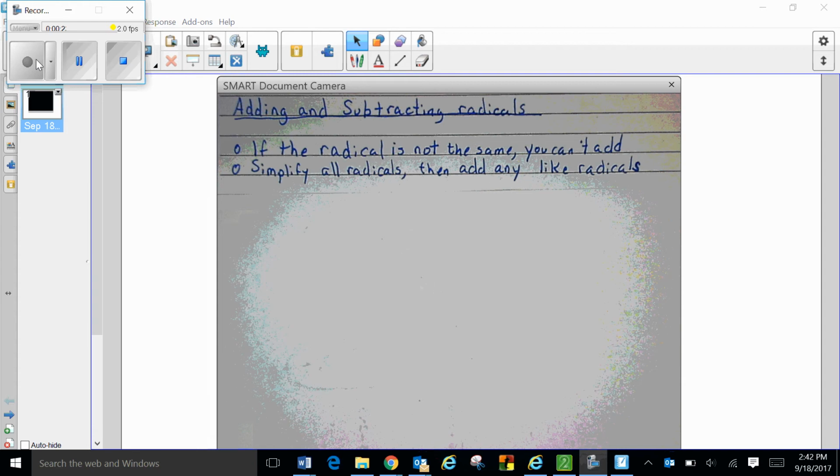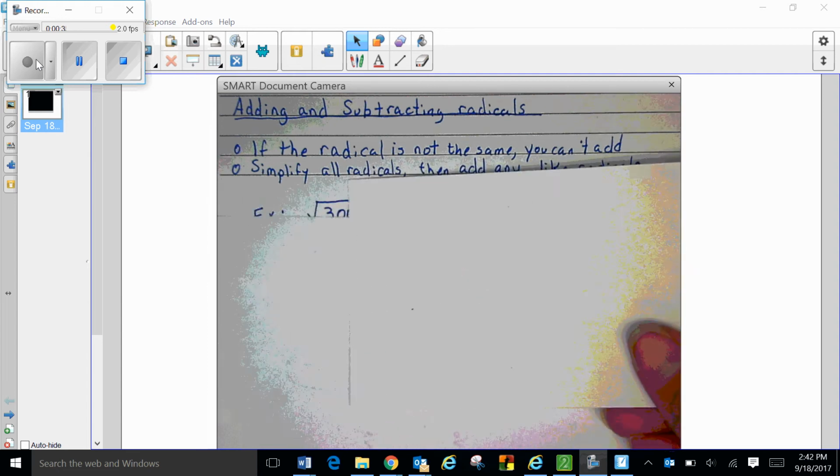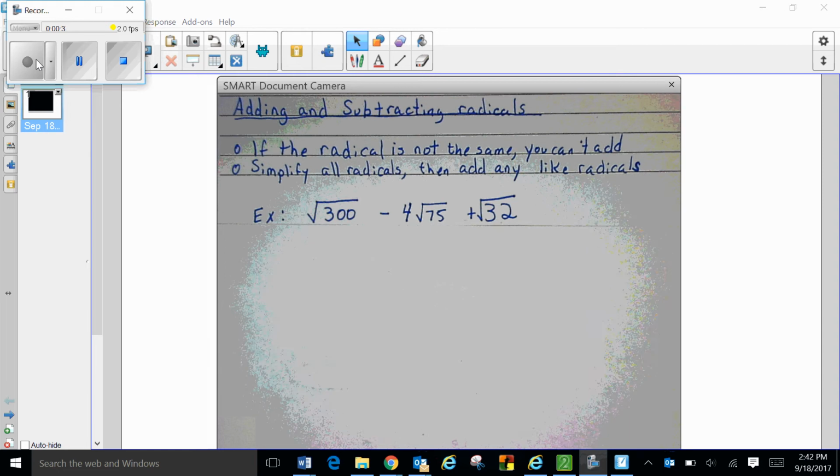So if you need to pause to write this down, you may, but I'm going to move on to the examples. And here's our example problem. So we've got several different radicals. None of them are currently alike. So we're going to start simplifying them. And the first one that we're going to simplify is that square root of 300.